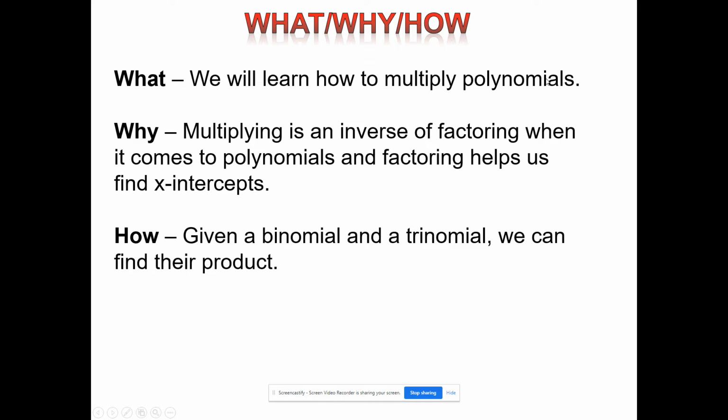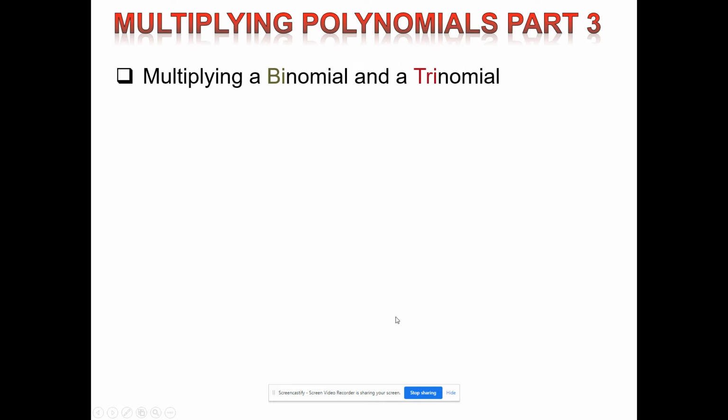Okay, so what are we going to learn? We're going to learn how to multiply polynomials, why multiplying is an inverse of factoring when it comes to polynomials, and factoring helps us find x-intercepts. And that's kind of what we're leading to, this topic of factoring. How do we know if we have accomplished today's objective? Well, given a binomial and a trinomial, we can find their product. And remember, product means multiply in math, the answer to a multiplication problem.